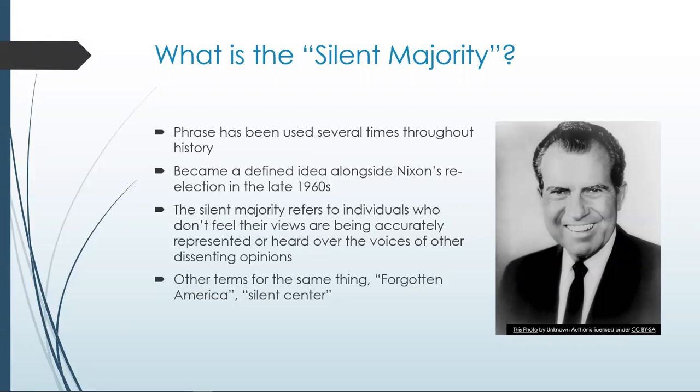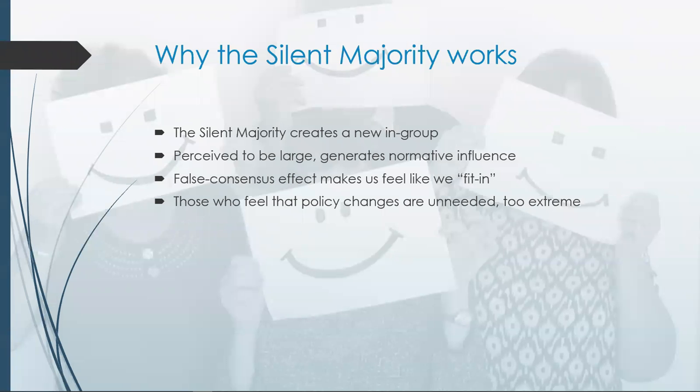So it's the idea that a vocal minority is speaking up and covering up the views and ideas of the silent majority. There are other terms that have been used to describe similar ideas, such as the Forgotten America, the Silent Center of America, things of that nature. Several other terms were used, but referred to the same population of people. And this worked. The silent majority showed up for Nixon's reelection and helped him win.